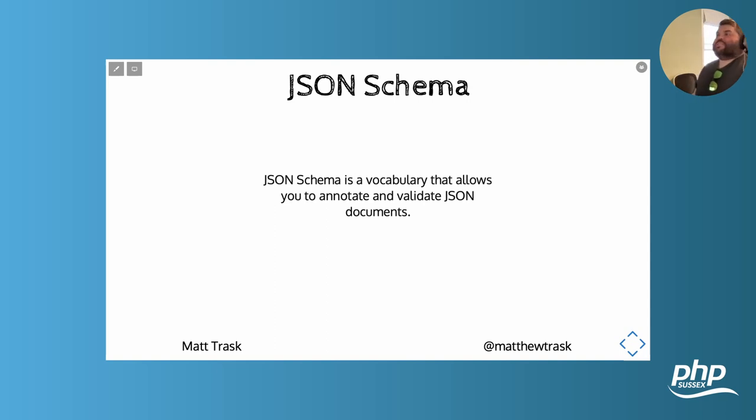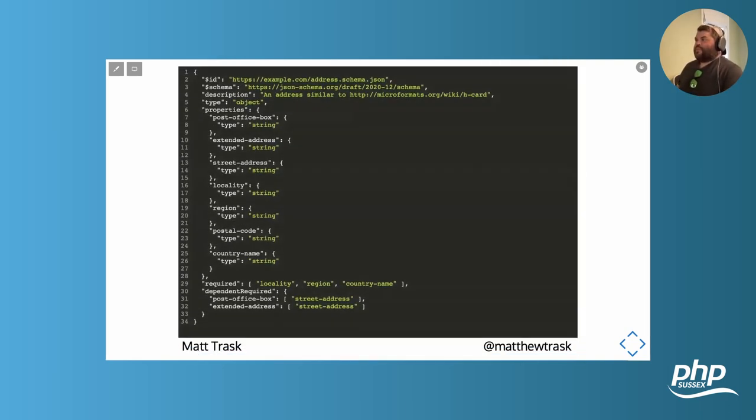JSON Schema is another one that's starting to make waves, only because it also is under the Linux Foundation umbrella. And this is one that allows you to validate and annotate your JSON documents. So if you're sending back JSON as a response type, you want to make sure that your integers are integers or strings are strings. JSON Schema allows for that kind of thing.